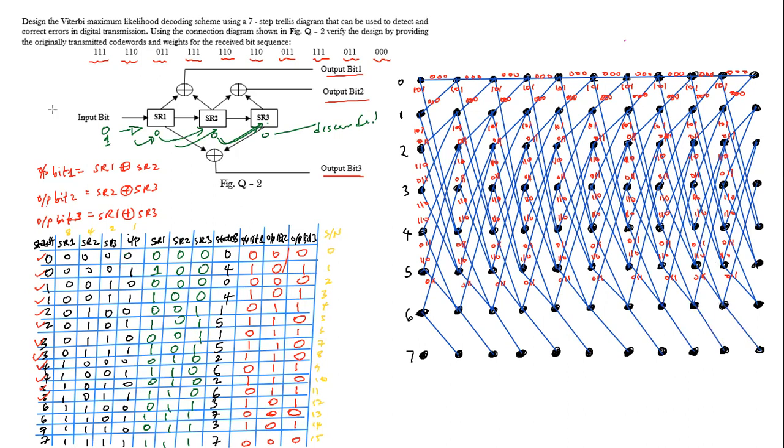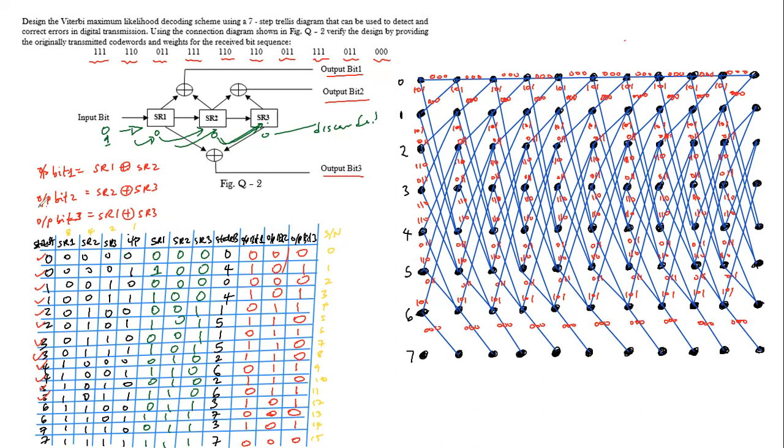So we can now insert the code word. 6 to 3 is 101. So this is 101, 101, 101, repeated. And then 6 to 7 is all zeros.